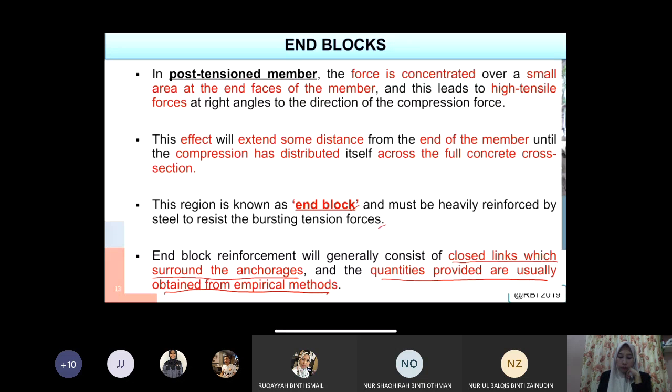Did I miss anything? Hopefully not. Anchorage, I think by now you should know what anchorage is. Why is my slide not moving?